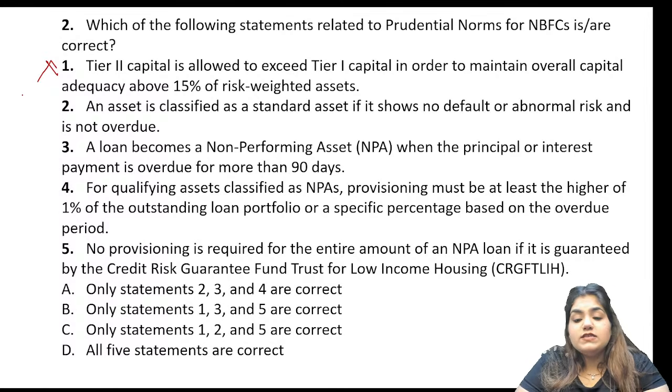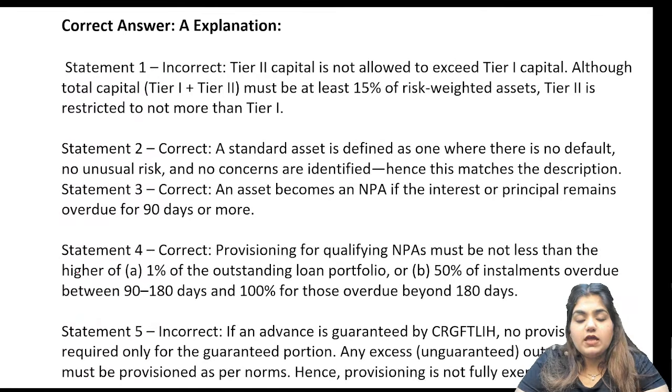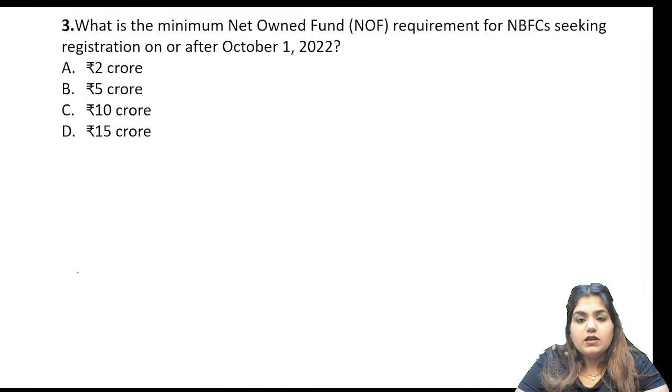If an advance is guaranteed by CRGF-TLIH, no provision is required, only for the guaranteed portion. Any excess outstanding must be provisioned as per the norms. Otherwise, provisioning is not fully exempted. So statement number 5 is also incorrect. That will give us A as the correct answer. A is the correct answer. Next question.